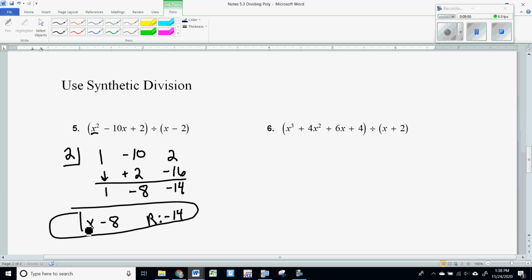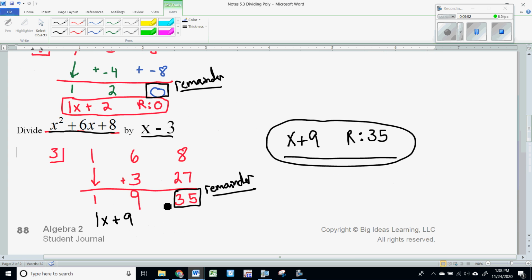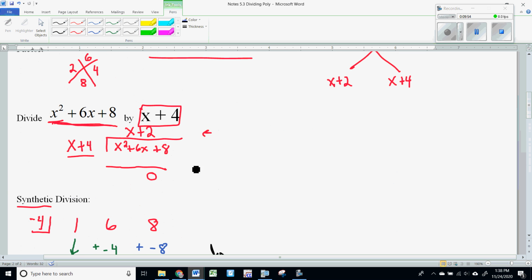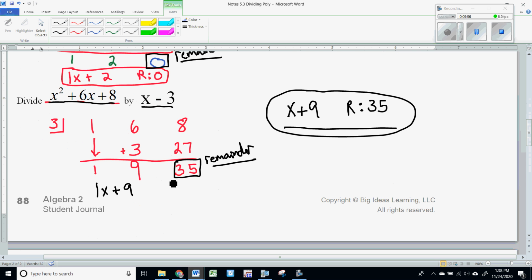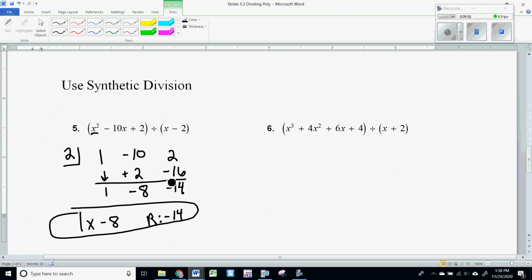Okay. So basically, we're doing long division, but instead of this long and messy, we're doing this kind of shortcut, synthetic division. Now let's try another one.